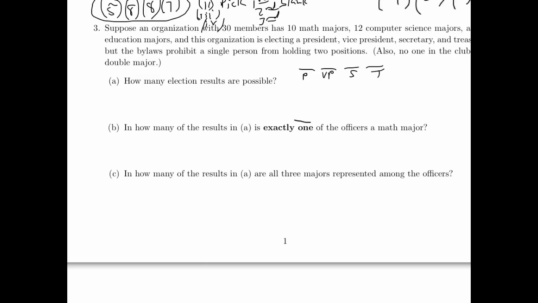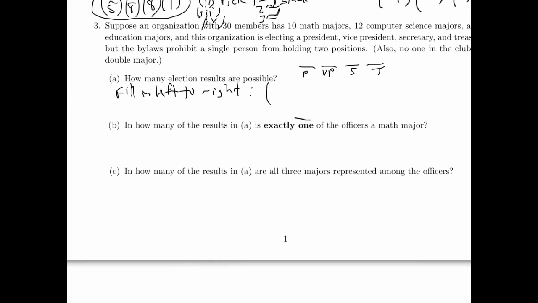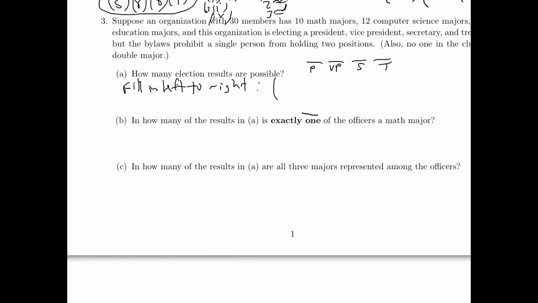And so the total number of results possible is just the number of ways to fill in each of the 4 blanks. So I'll just say fill in left to right instead of writing out the 4 steps. If I fill in left to right, how many do I have altogether here? Looks like I have 30 people altogether. So I have 30 choices for the president blank, 29 for the vice president blank, 28 for the secretary blank, and 27 for the treasurer blank. So the product of 30 times 29 times 28 times 27 is the total number of election results.